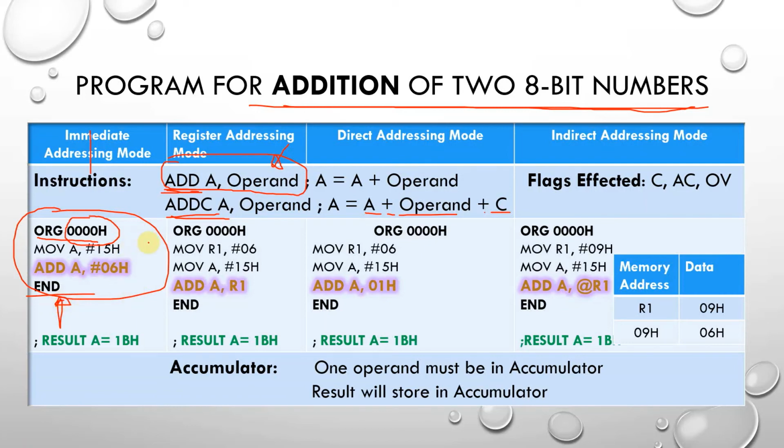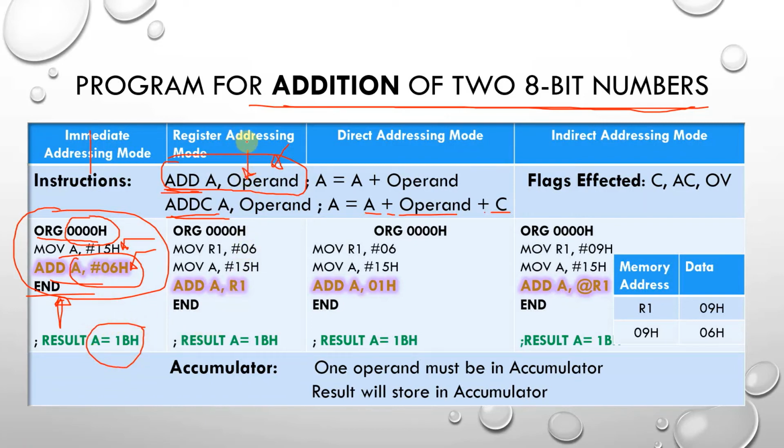Now for the immediate addressing mode, the first operand, which is to be added, is moved in A by the MOV instruction, and the second operand is present as immediate data in the ADD instruction. So the ADD instruction over here uses immediate addressing mode for adding the two numbers, and the result will be stored in accumulator.